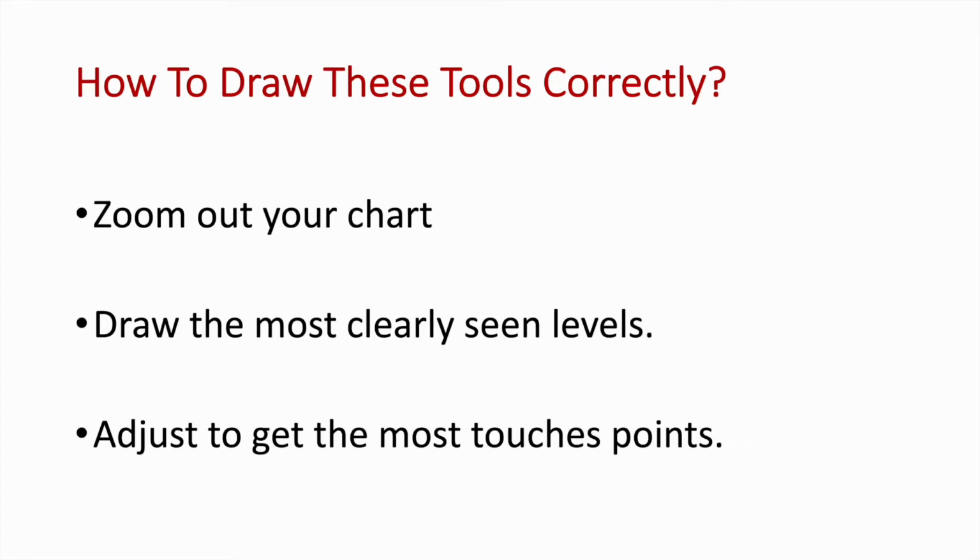So how do we go about drawing out these tools correctly? First of all, we zoom out the charts. Then we have to draw the most clearly seen levels. The most clearly seen levels, that is where we'll draw out. Then we adjust to get the most number of touches. Now I'll have to navigate to the chart so that we can experiment with these following steps.